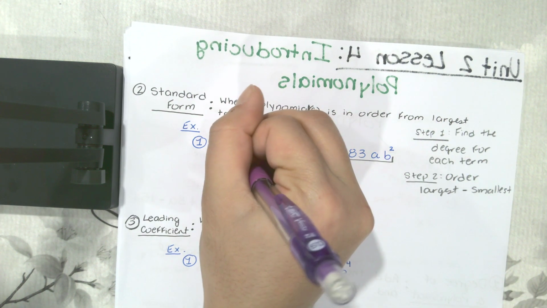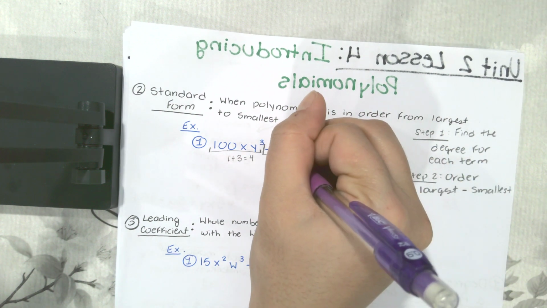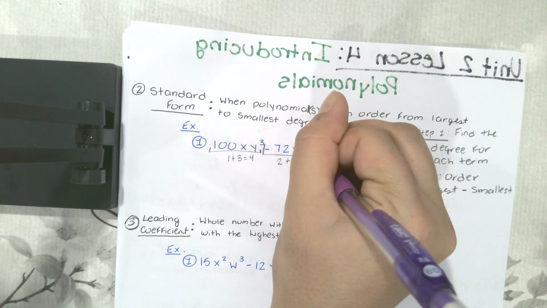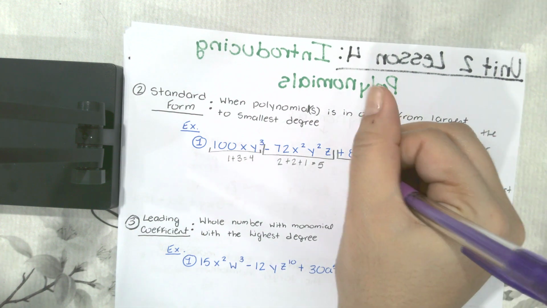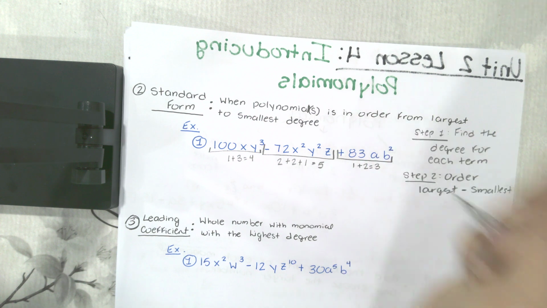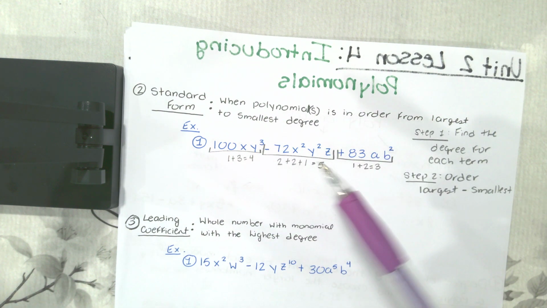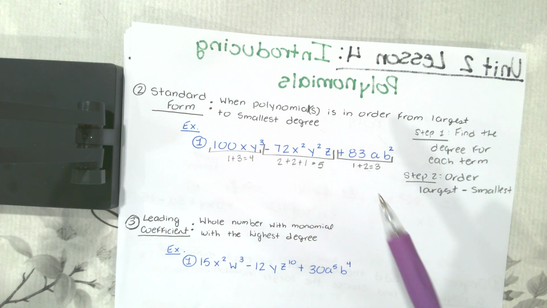So here we have 1 plus 3, which is 4. Then we have 2 plus 2 plus 1, which is 5. And our last one is 1 plus 2, which is 3. So here, if I want to put this whole problem in order, I'm going to go by what the degrees say. Now, do not just write this as 5 plus 4 plus 3 in standard form. When you write in standard form, you're using the actual terms that the degree is tied to.